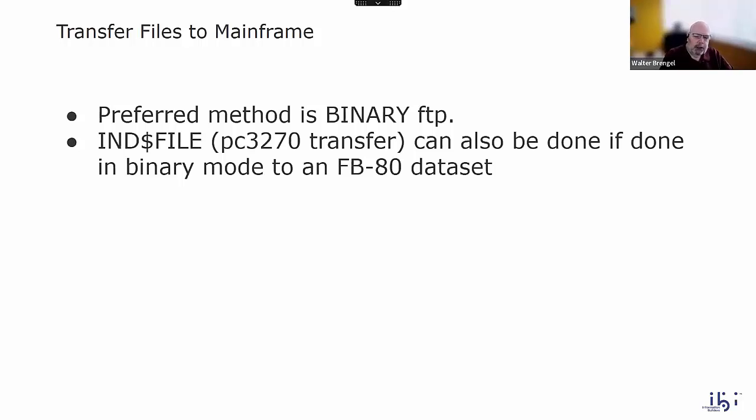The alternative way is you can use the IND$FILE transfer, which is part of IBM's Personal Communications software. I don't use that because I think it's a little more complicated. You have to explicitly make sure you're doing binary. I believe you can specify the LRECL of the file that you're transferring it to, whereas FTP, I think, does not use a standard 80 characters by default. So what I do is I pre-allocate the files on the mainframe as 80 characters, and then I transfer into them and use the replace option.